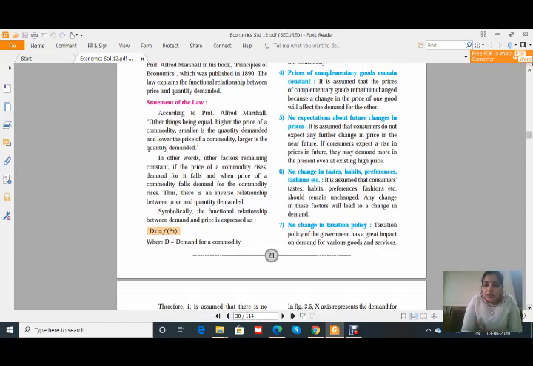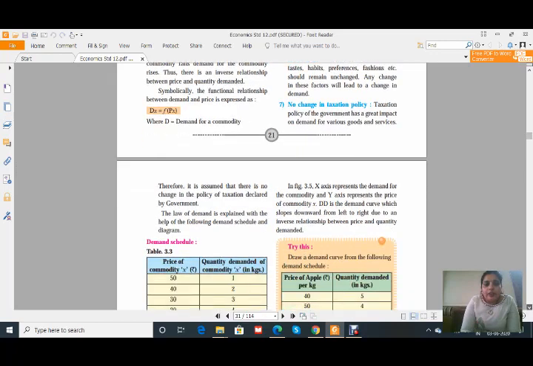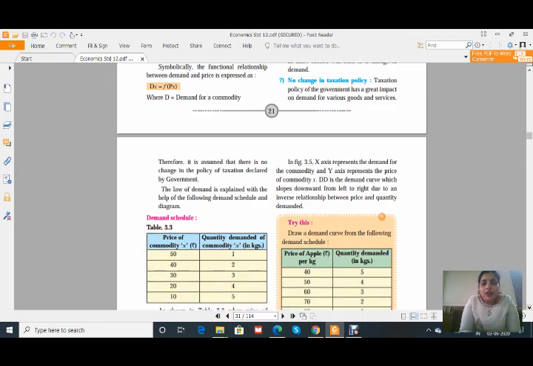Now, the next one is no change in taxation policy. Again, this is also an important one because already we have seen that the government's taxation policy has a big impact on demand, and therefore it should be the same or constant while studying this law of demand. There are 7 assumptions given. At least for the 8 mark question, you have to write minimum 5 of them so that you will get 8 out of 8 for this law of demand.